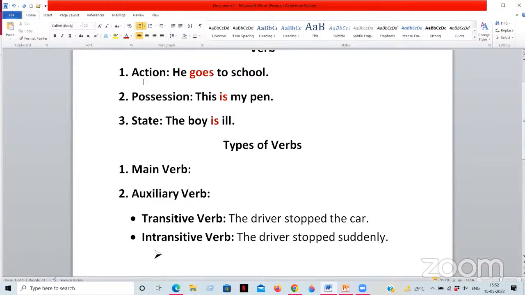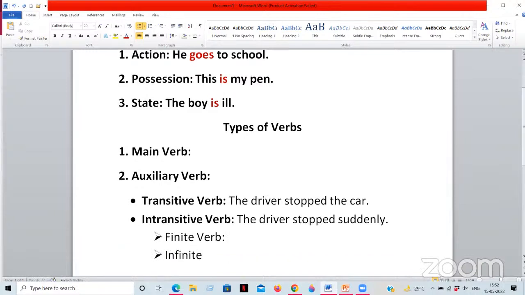Now let's talk about verbs according to subject and tense. Based on subject and tense, there are two types of verbs as well. One is finite, another one is infinite verb.